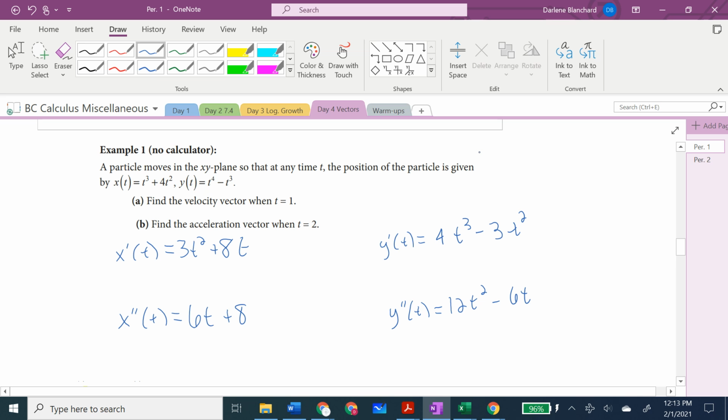Now, the velocity vector at time t is the vector valued function of, and I'm just trying to say a little bit more than what the problem is asking for. We have our x component of velocity and our y component of velocity. And if I want to know my velocity vector at time 1, I'm just going to plug a 1 in, and that's going to give me 11 and 1.